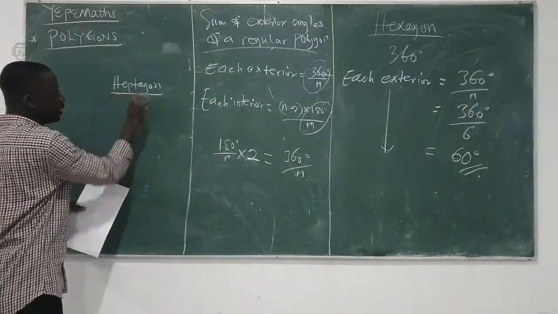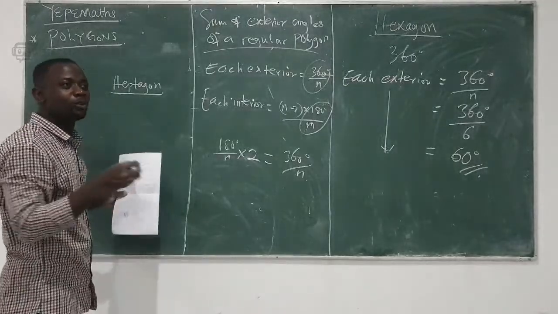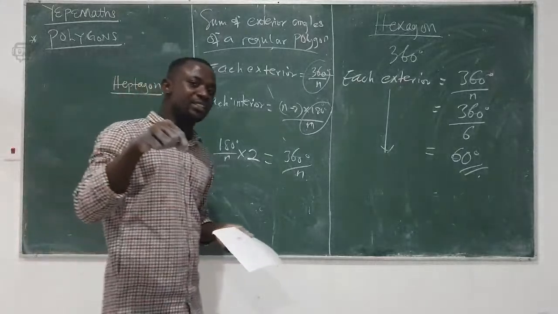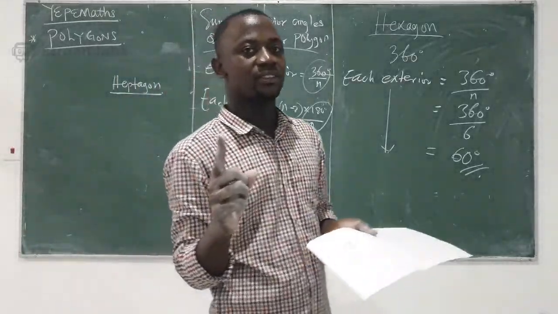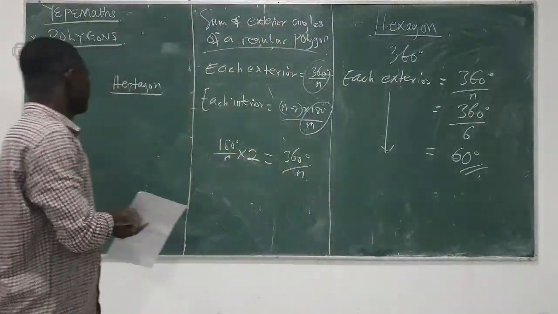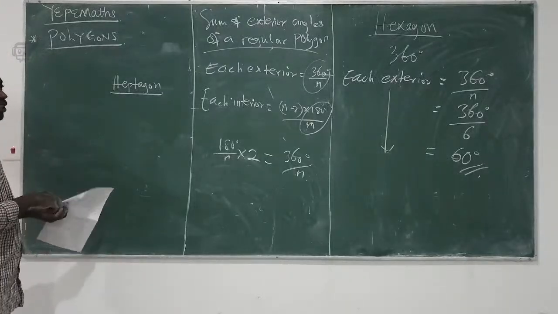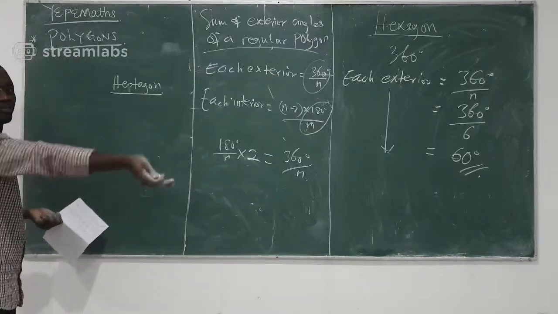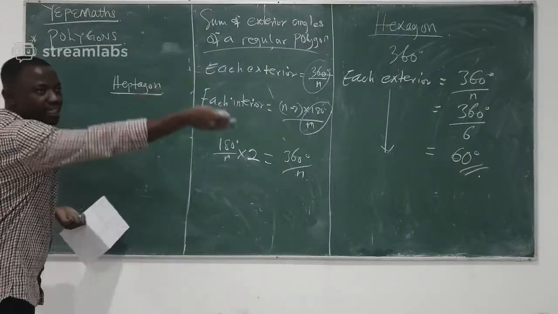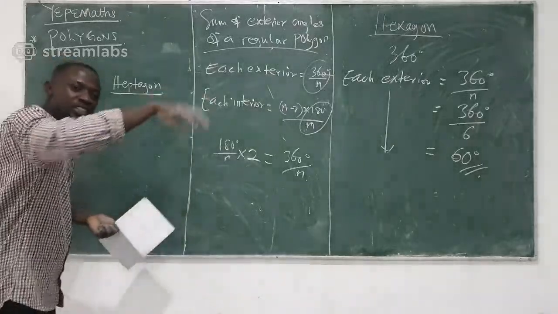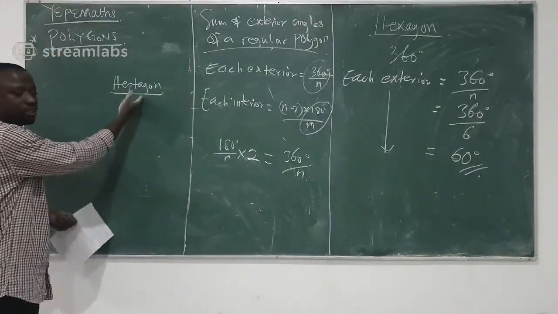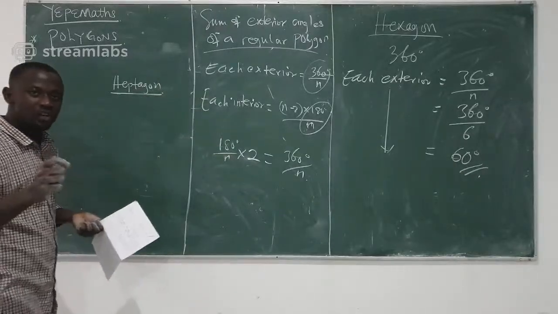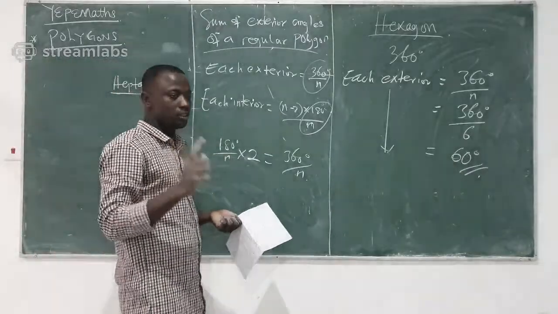So you don't need to worry yourself to know which angle represents each. Do you get it? Yeah. Because you know the sum, and you can come out with the number of triangles as 5. So 5 times 180 will give you the sum of the angles of that particular heptagon. And to find each one, just divide by what? The number of sides.